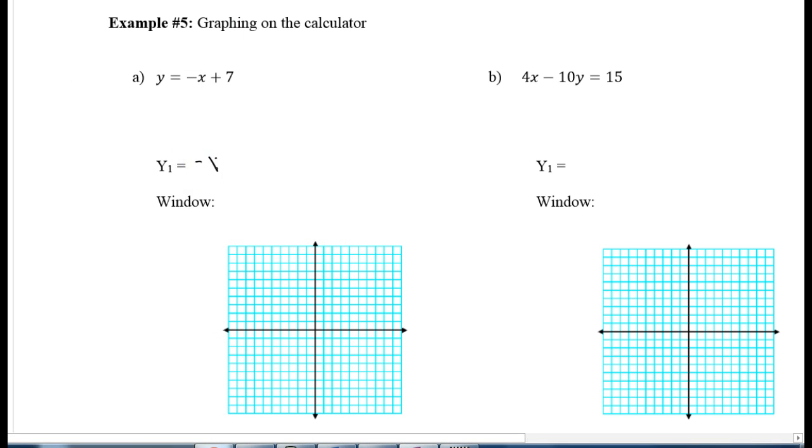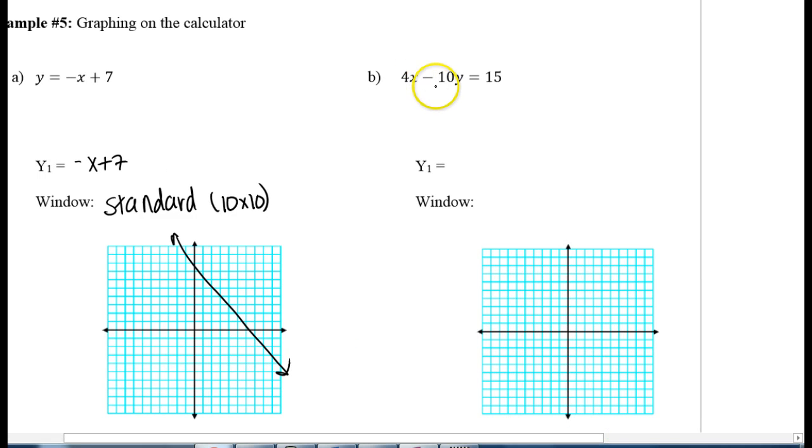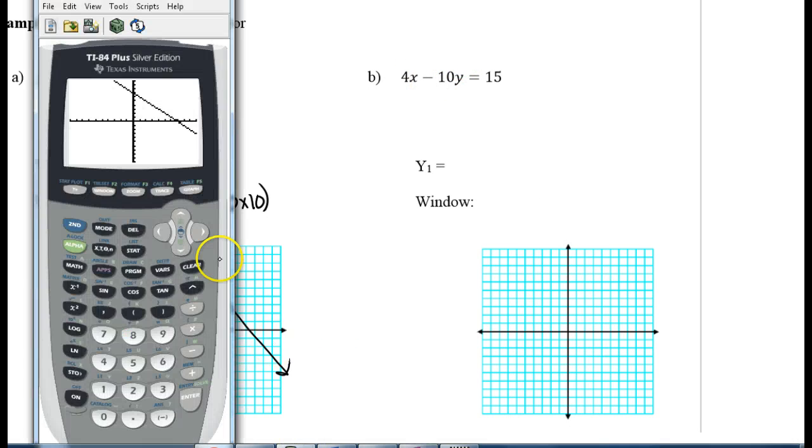So I put in negative x plus 7 in my y1, and my window is standard 10 by 10. You can change this if you have to, and we'll talk more about that. But negative x plus 7. On the ones on the calculator, we're just doing a rough sketch. But part B, the problem with on your calculator is that it has to be in slope-intercept form because it has to be y equals.